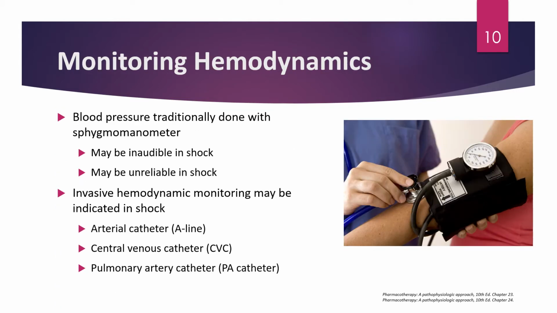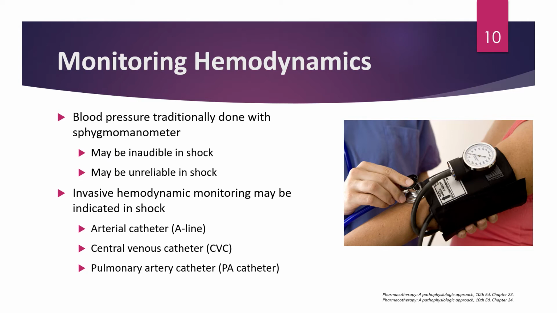How do we monitor hemodynamics? Typically we think about using a blood pressure monitor or sphygmomanometer to measure a patient's blood pressure. But because the blood pressure is low in shock, your blood flow is not actually flowing to your arms. Remember, your blood is flowing to your brain and to your heart. That's why these blood pressure cuffs are not really reliable in shock. You're not necessarily going to hear a blood pressure or a pulse, and they're basically unreliable.